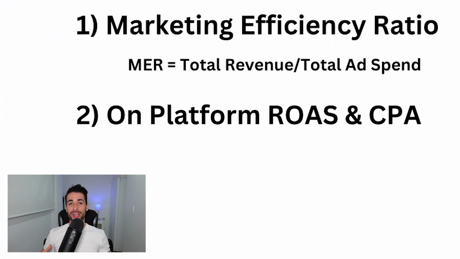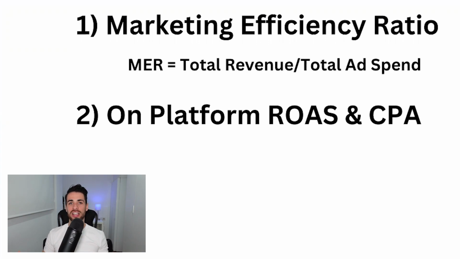So what do you do? Well, you need to look at marketing efficiency ratio in combination with the on-platform metrics of each individual platform. So marketing efficiency ratio, shortened as MER, is your total revenue that you take from Shopify of everything combined divided by the total ad spend. So again, all the ad platforms' spend combined. So I'm going to add up my Google, my Facebook, my TikTok, my Snapchat, whatever. I'm taking that ad spend, adding it all together, taking the revenue from Shopify and then dividing it by that ad spend.